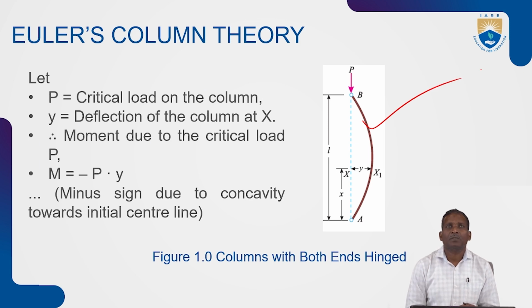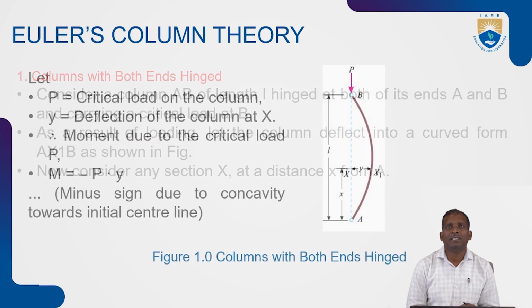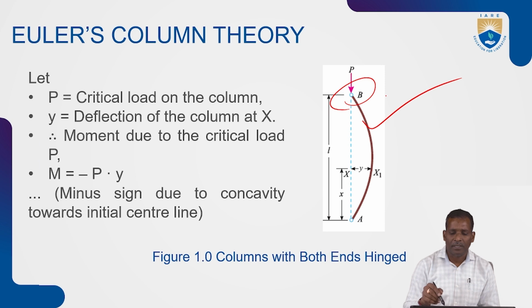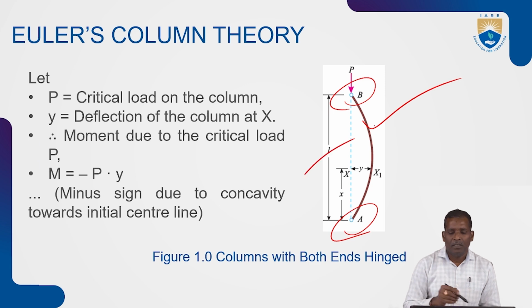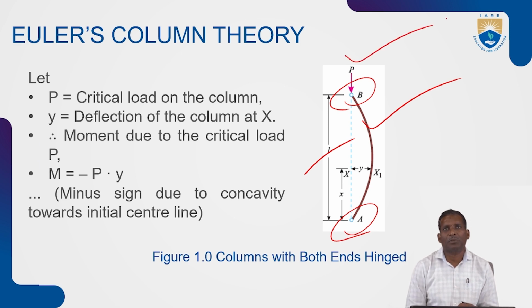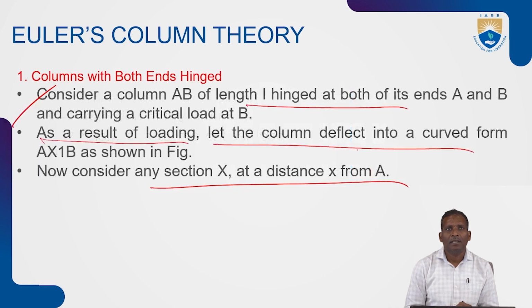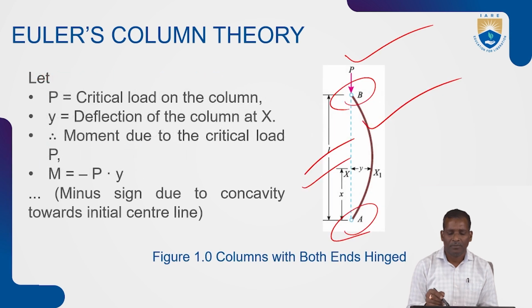This is both ends hinged, B hinged and A also hinged. This is the length of the column. Here, P is the critical load on the column and Y is the deflection of the column at X. So consider any cross section X at a distance X from A. From this point, the distance is X and the cross section is X.